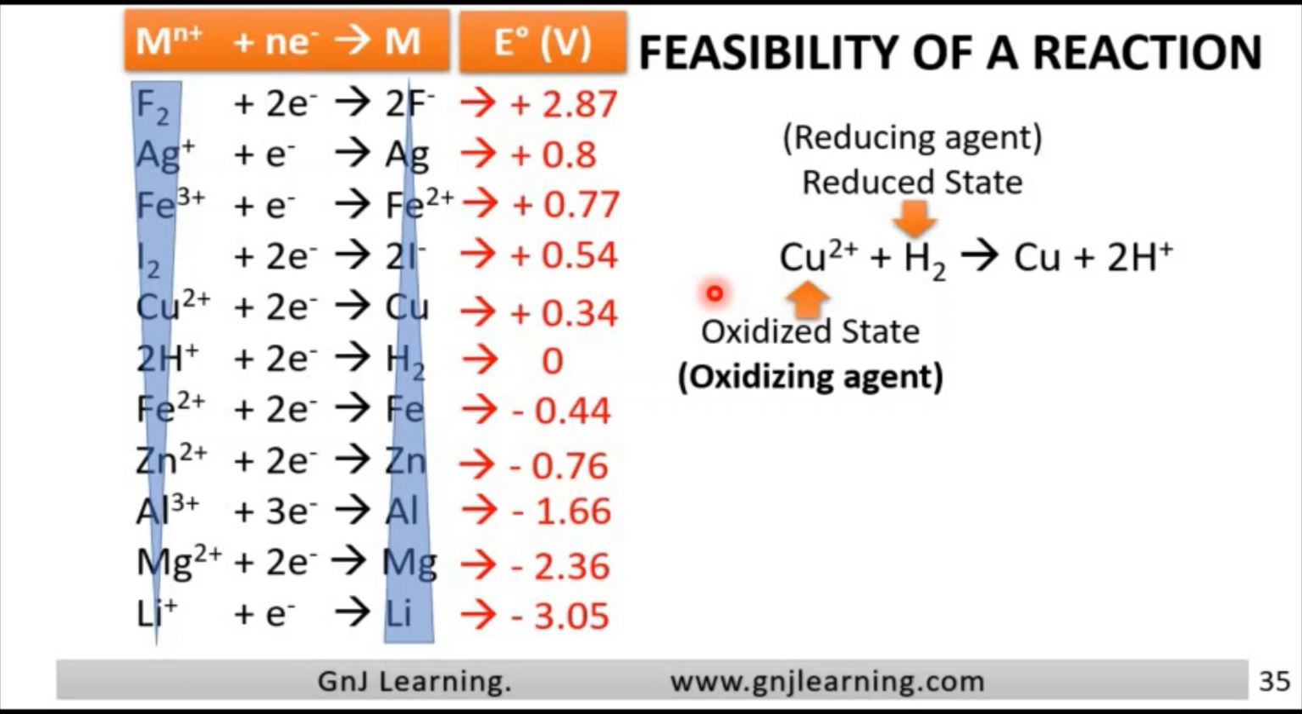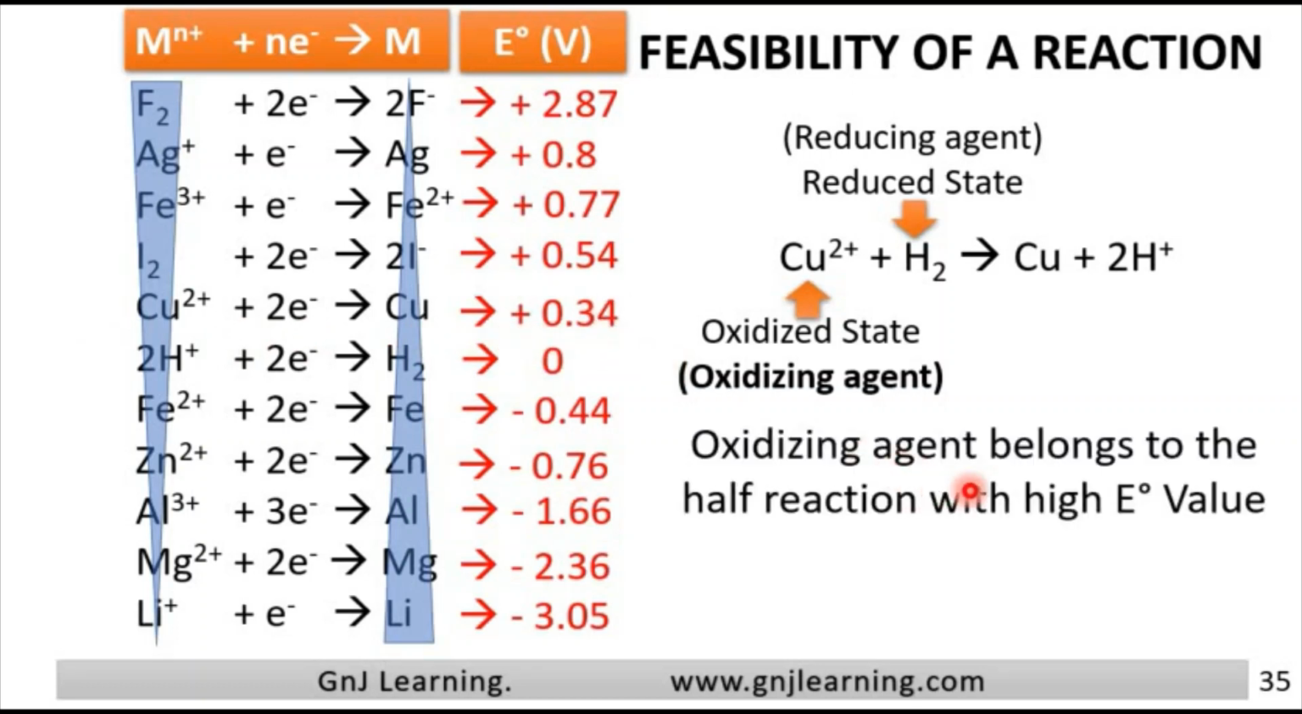For a spontaneous reaction, the oxidized part always belongs to the half cell with the higher E0 value. That's what we are going to read. The oxidizing agent belongs to the half reaction with the high E0 value for a spontaneous redox reaction. On the other hand, the reactant in the reduced state belongs to the half cell whose E0 value is low.